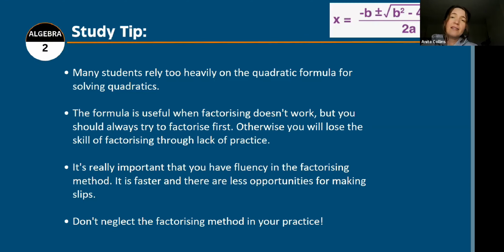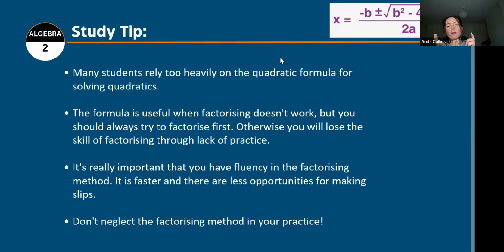Okay, so let's look at a little study tip to start with. What I see a lot in school is students relying very heavily on the quadratic formula for solving quadratics. Now, the quadratic formula is up here in the corner. You'll recognize it for solving. We sometimes call it the minus b formula. We use that formula when a quadratic cannot be factorized, but many students just go straight to the minus b formula. You should always try to factorize first and only resort back to the minus b formula when you can't factorize or when the numbers are too awkward and very big.